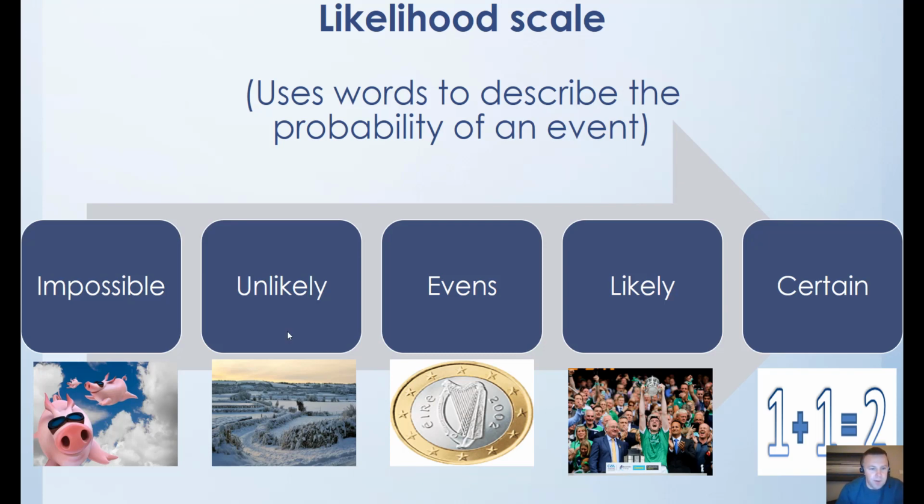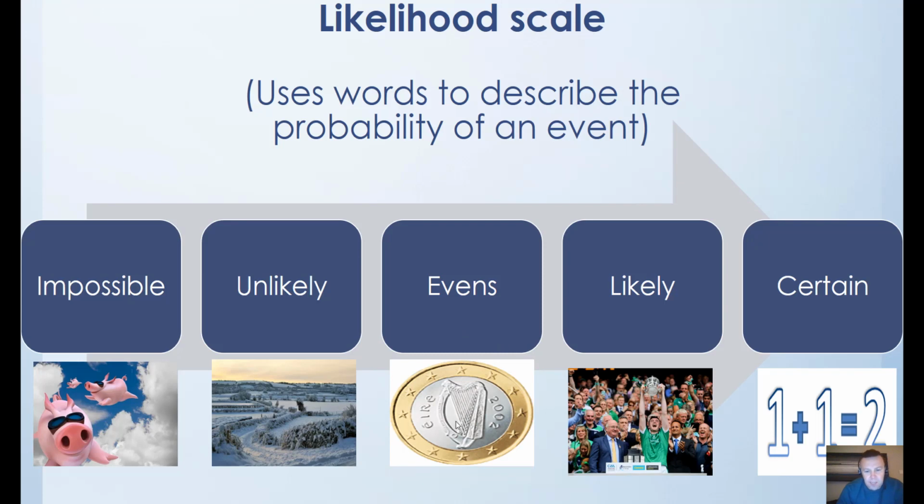So we'll start from left to right. Impossible, pigs will fly. I think everyone will agree on that. Unlikely. So statistically, if you look at the data over the last 20, 30, 40 years even, you'll see it is unlikely to snow on Christmas Day.